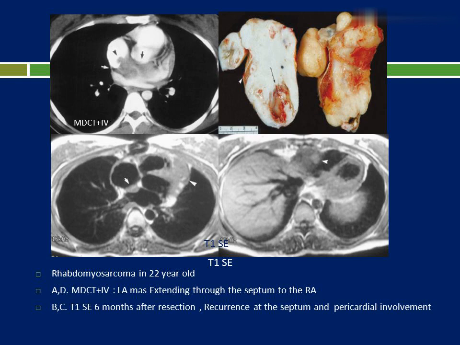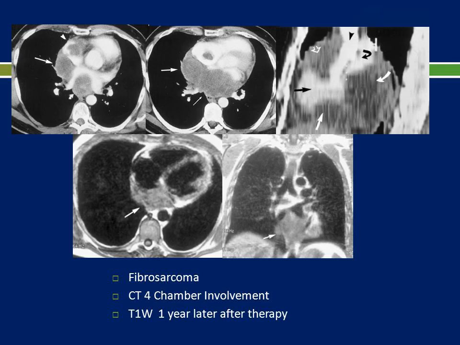MDCT plus 4. T1SE, rhabdomyosarcoma in a 22-year-old. A, MDCT plus 4: LA mass extending through the septum to the RA. B, C, T1SE 6 months after resection: recurrence at the septum and pericardial involvement, fibrosarcoma. Four chamber involvement. D, T1W 1 year later after therapy.